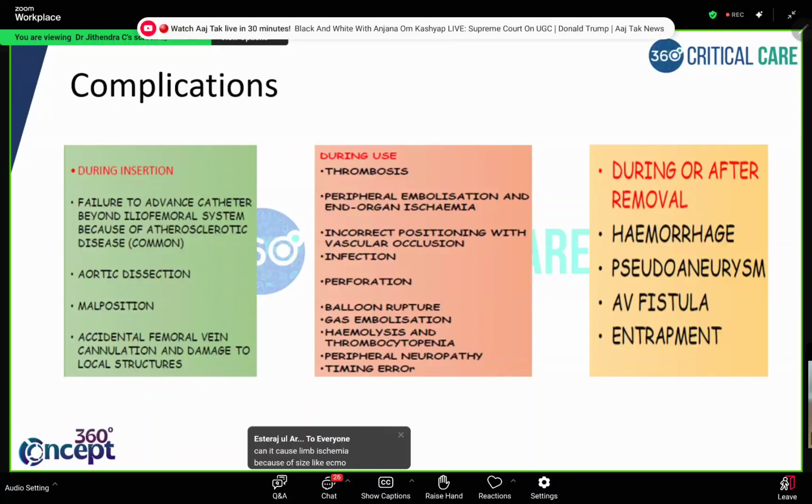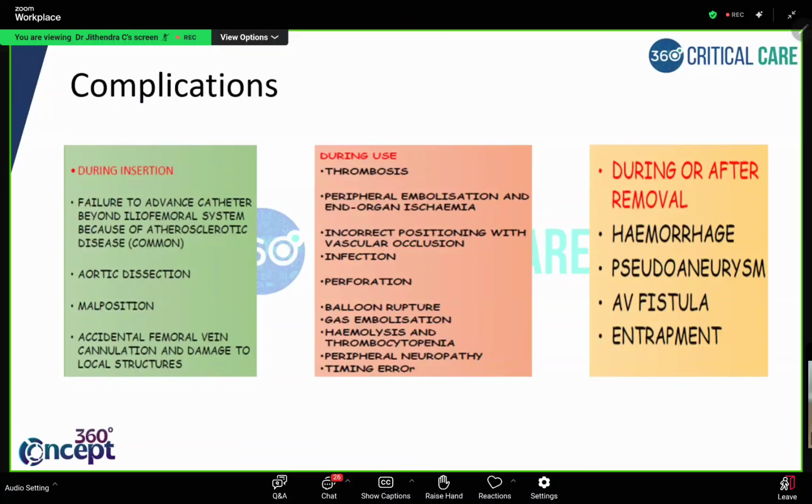So you should be very, very careful not to move much, usually keep him well sedated and restrain the leg so that he doesn't move much. Infection: if you're not following strict asepsis, then there is high risk of infection. Perforation of the balloon can happen, but very, very rare. So balloon rupture, balloon gas embolization, hemolysis and thrombocytopenia are very common complications.